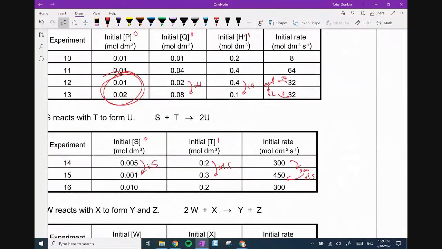Cool. So rate equation. Rate equals K, really not feeling very well, K T to the power of 1. I like it. Nice and easy. Next.